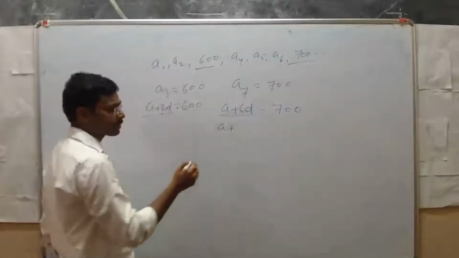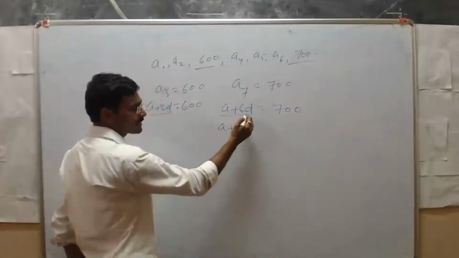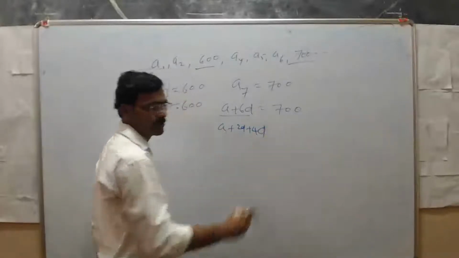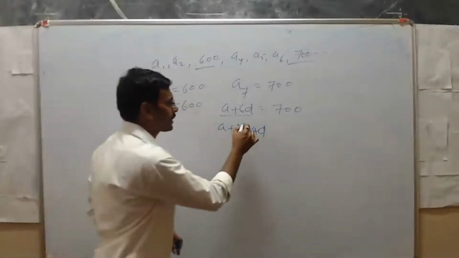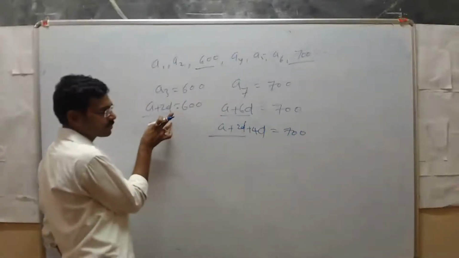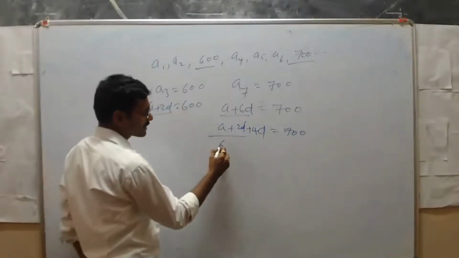With the help of A plus 2D, we can split 6D as 2D plus 4D. 2D plus 4D is how much? 6D is equal to 700. What is the value of A plus 2D?